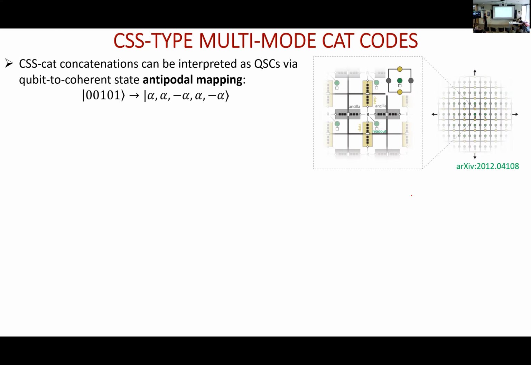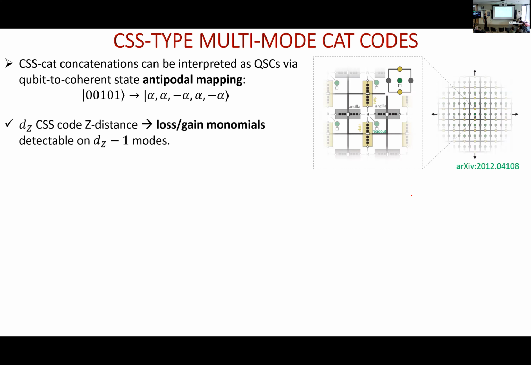I guess I didn't really get into it, but from our perspective, the code can be interpreted as follows. Each physical qubit basis state is labeled by a binary string, right? Each qubit is either 0 or 1. And what happens when you combine with cat codes is that you map this binary string to a vector via this antipodal mapping. 0 goes to alpha and 1 goes to minus alpha. And this is what happens.